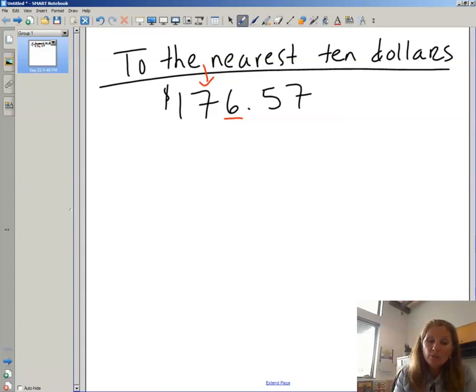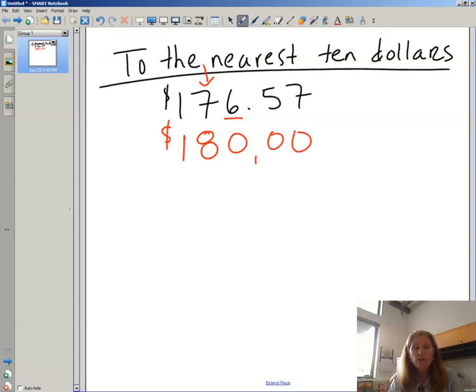Remember, if it was exactly 5, you round up. If it's 5 or higher, you round up. If it's less than 5, you keep it the same. So rounding up here, we're going to get 8. We have a 1 in front. Everything after that becomes 0. So the nearest $10, that's $180.